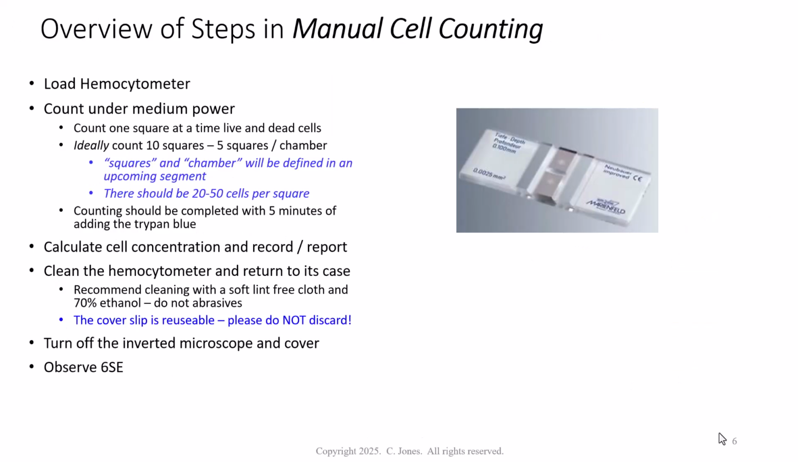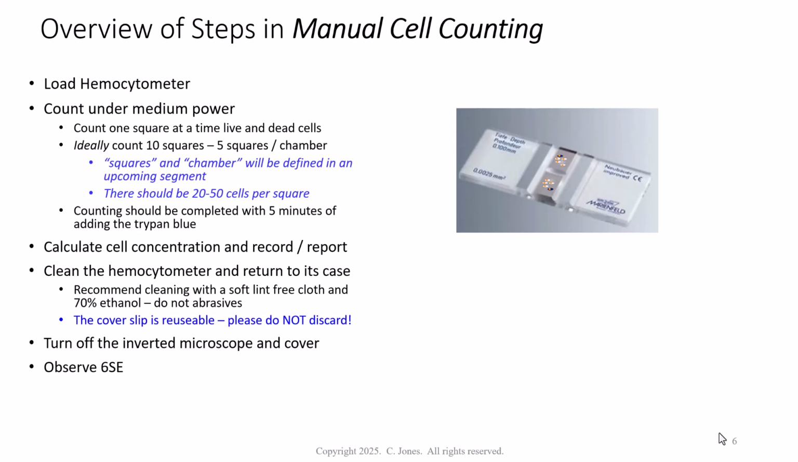So we've got our cells, they're stained, they're diluted. We're going to load the hemocytometer. So if you look over on the hemocytometer, you'll see that I put some cells on there. There's some live cells, and then the blue cells are the dead cells. We count under the inverted microscope on medium power. We count 1 square at a time, counting both live and dead cells simultaneously.